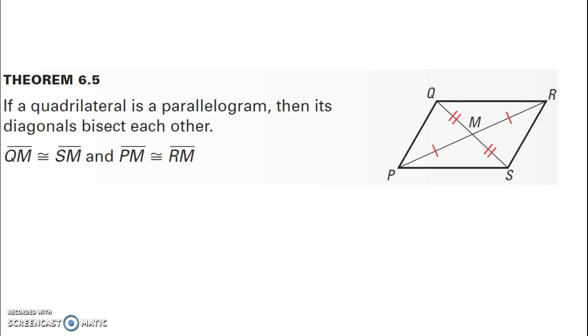The last one is that the diagonals bisect each other, meaning when I connect from R to P and from Q to S, these two diagonals are going to split each other in half right at this midpoint M. So from P to M is going to be equal to M to R, and same thing here, from Q to M is going to be the same as M to S.